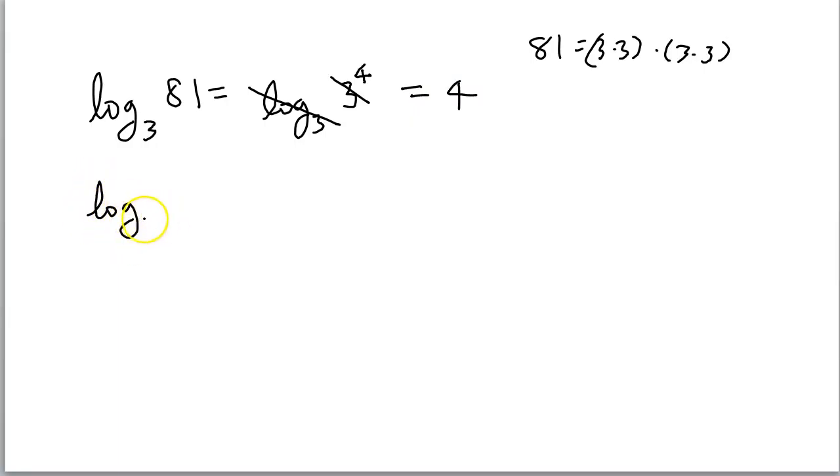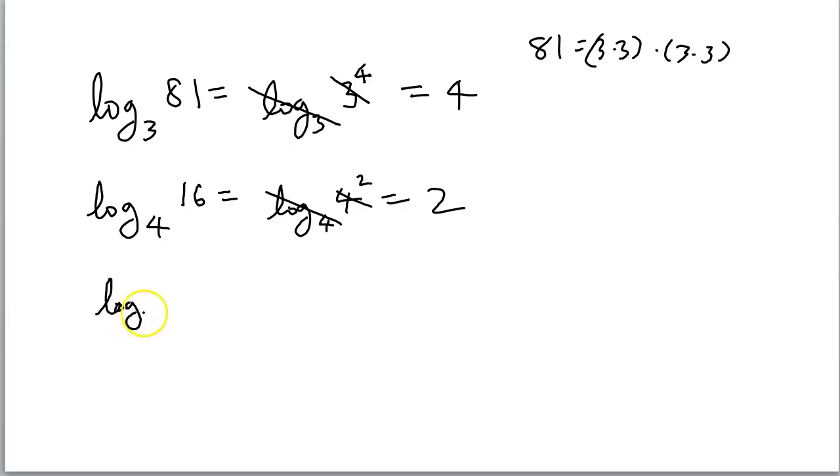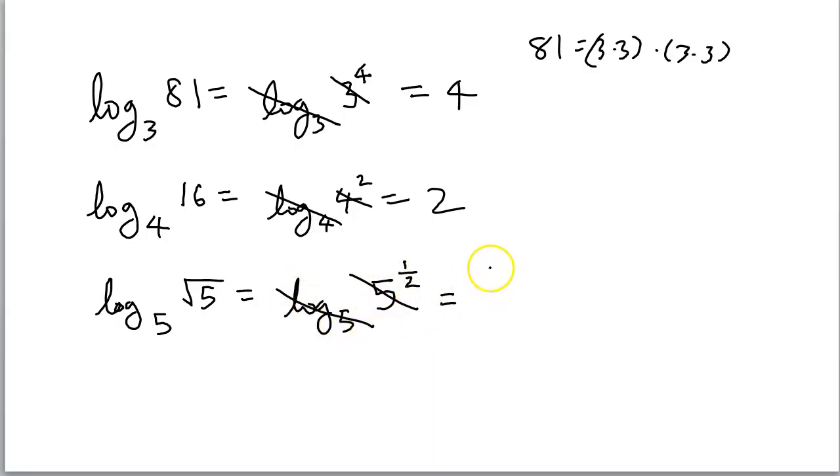Another one, log base 4 of 16. Well, that's easy. 16 is 4 times 4, so it's 4 squared. So that gives you 2. Now here's another one, which is a little bit more challenging than the one before. Log base 5 of square root of 5. What would that be? Well, you have to remember that square root in terms of exponents is the same as 1/2 power. And then these two cancel, which gives you 1/2.